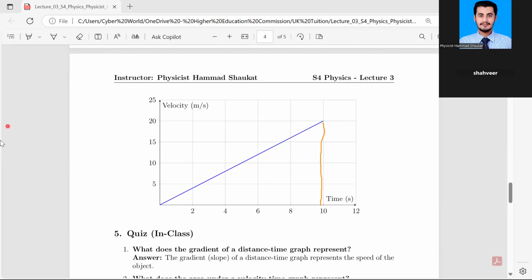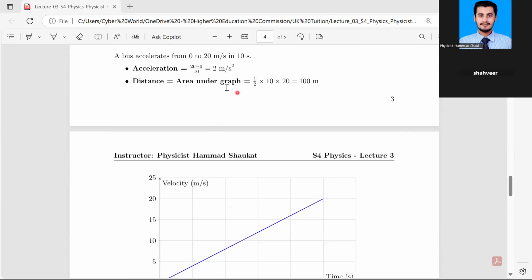So how can you calculate the area of a triangle? Do you know the formula of area of a triangle? One by two base into height? Yes, you can write the formula. The formula for the area of a triangle is 1 by 2 base multiplied by height.